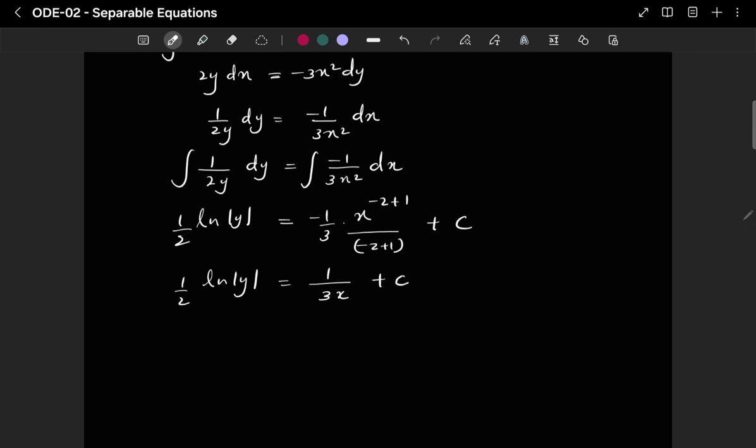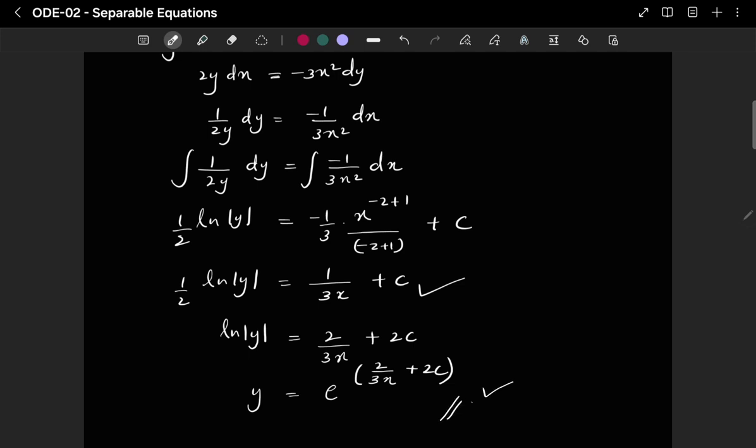We can keep the solution like this as an implicit solution, or we can rearrange the equation to y equals to bring it to the explicit form. So we can write 2 over 3x plus 2c, and here we can write y equals e to the power (2 over 3x plus 2c). So this can be the explicit solution of this equation.